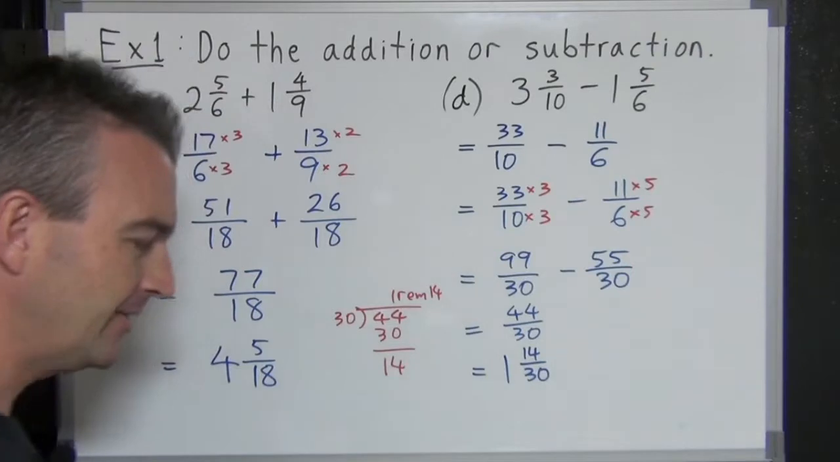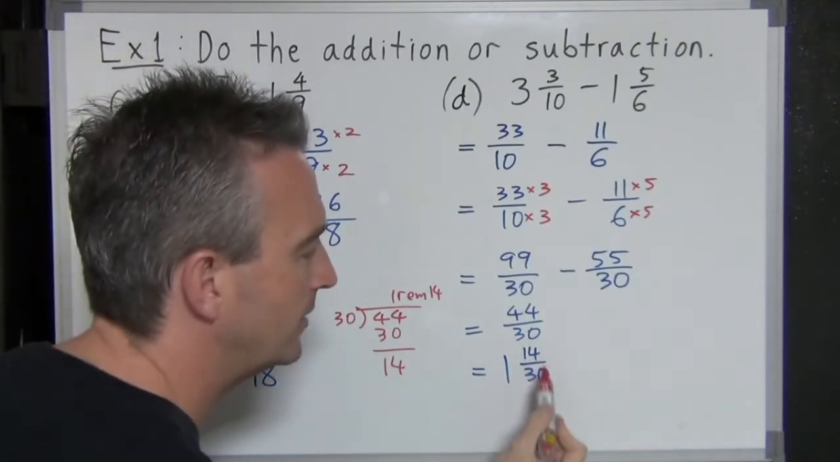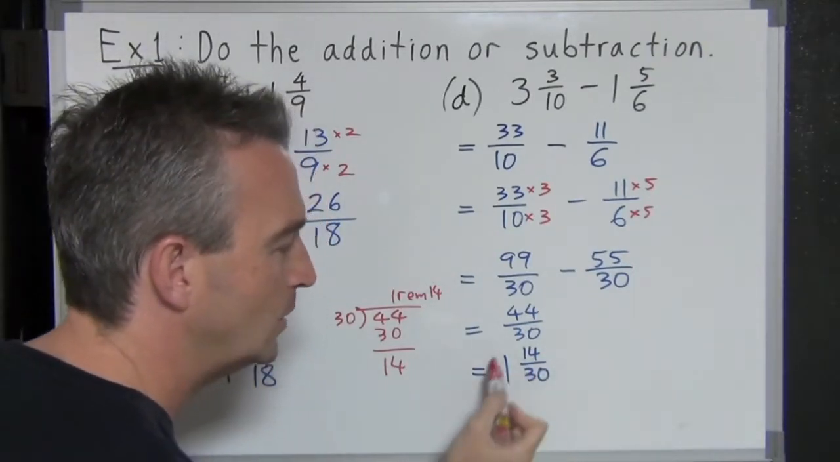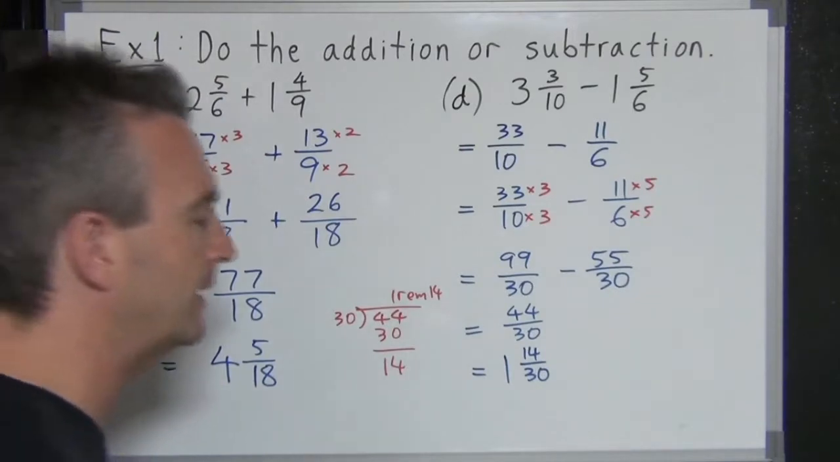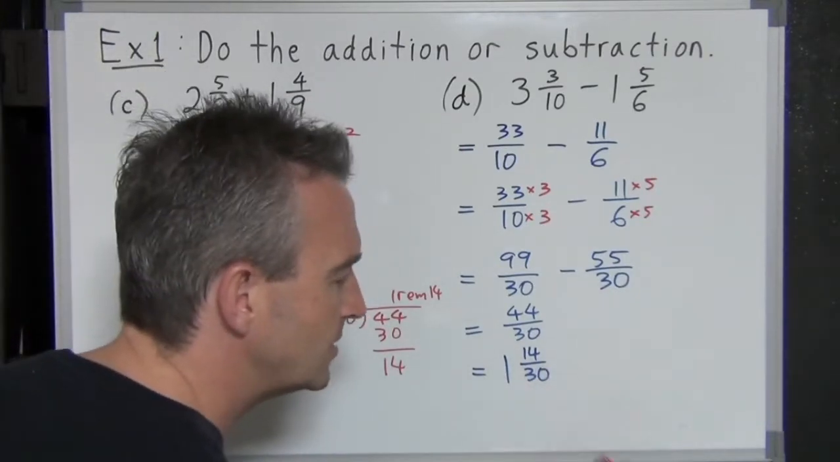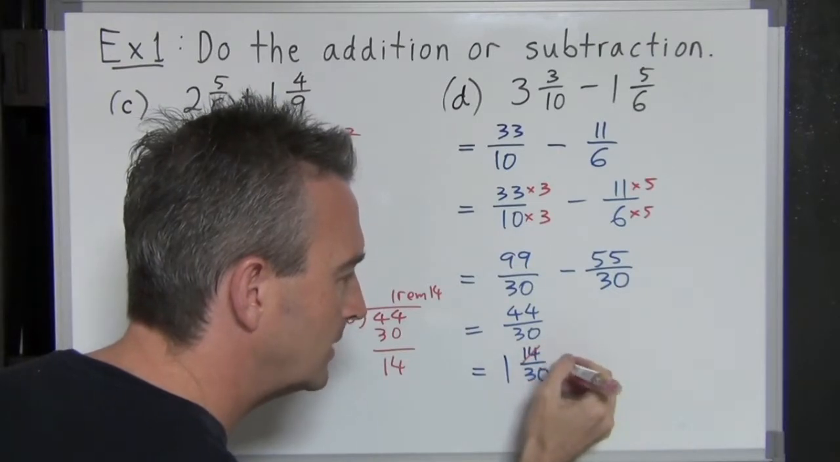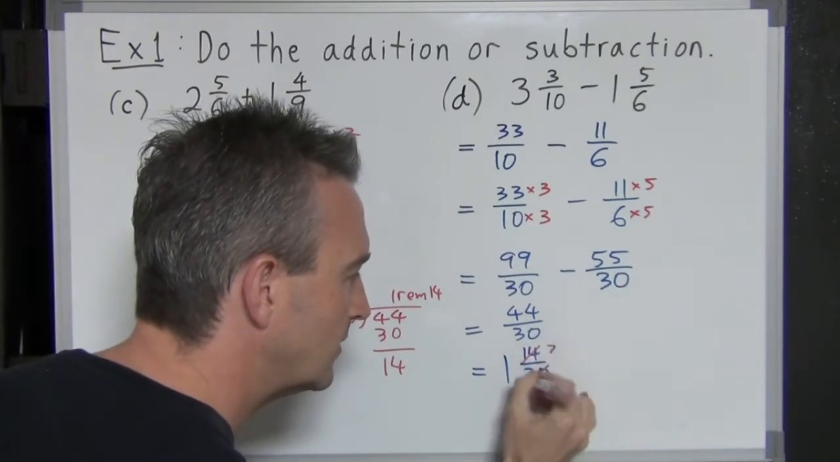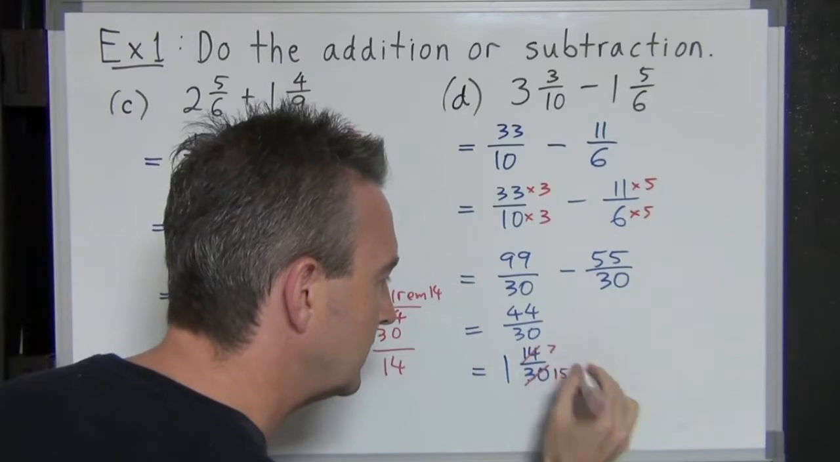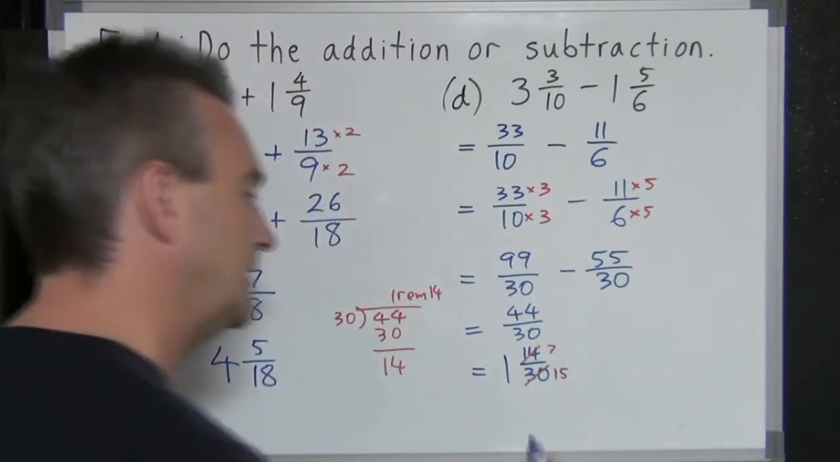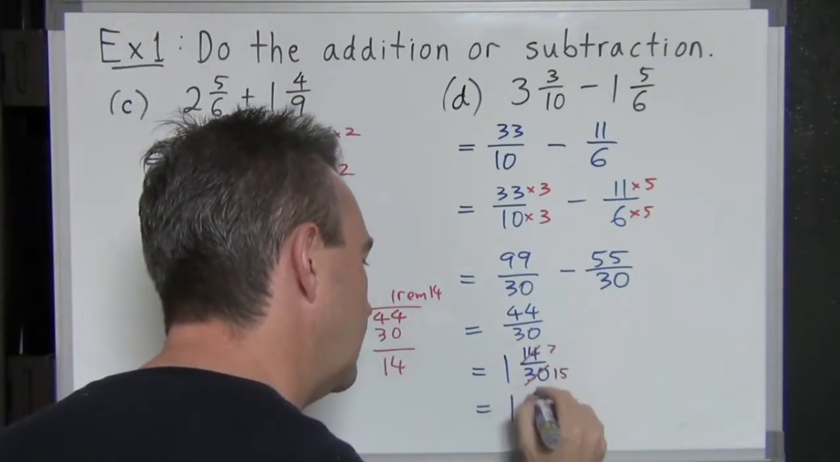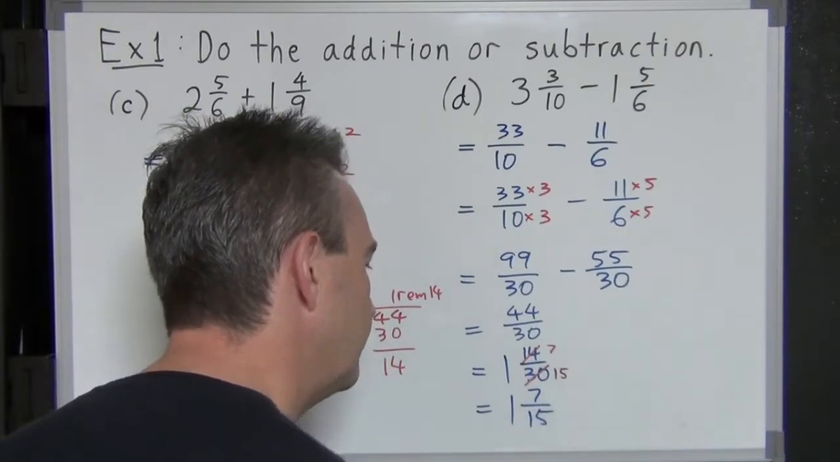We can simplify here. 14 over 30. In this case, we just simplify this fraction on the right side. We don't do anything about the whole number part. They're both even numbers, so they can be simplified by 2. Divide top by 2, we get 7. Divide the bottom by 2, we get 15. Final answer is the mixed number 1 and 7 over 15.